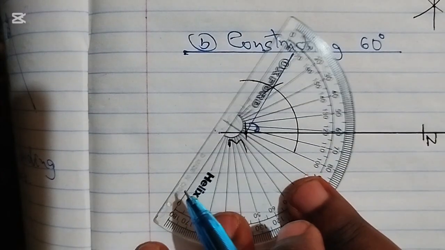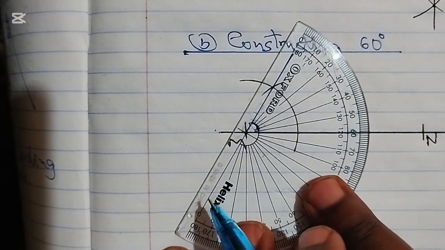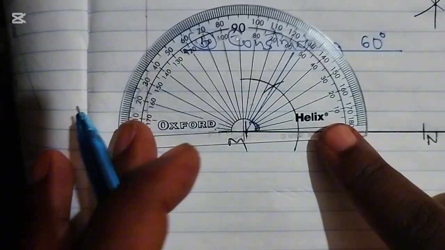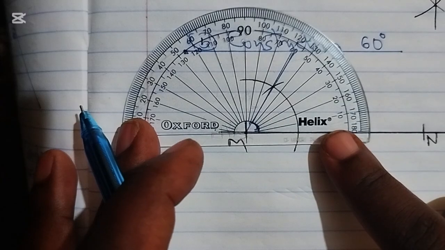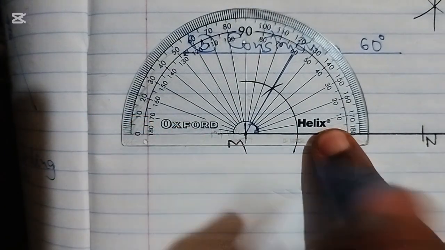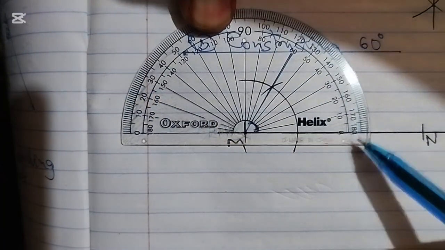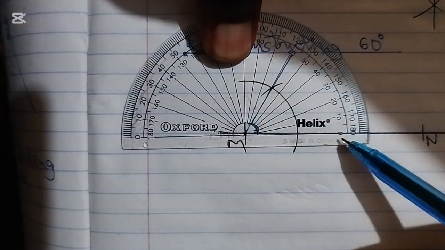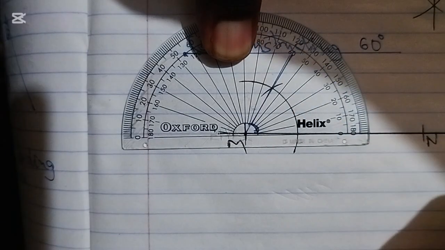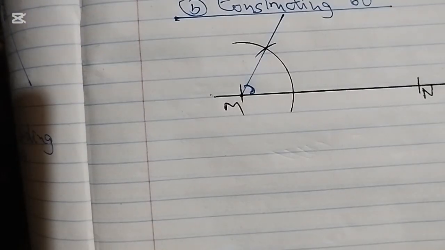I can measure it maybe this way, positioning my protractor this way. Or I can even just decide to position it the normal way. When I position it the normal way, you have to see that I'm going to start with the inner scale, because it's the inner scale that starts with 0, 0, 10, 20, 30, 40, 50, 60. Yes, so that's how you construct 60 degrees.